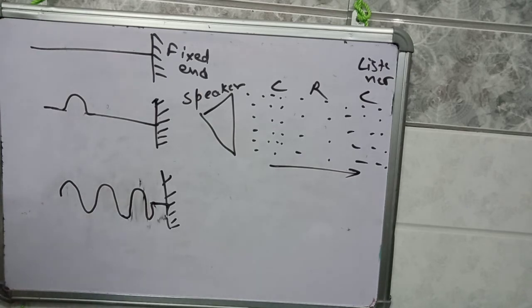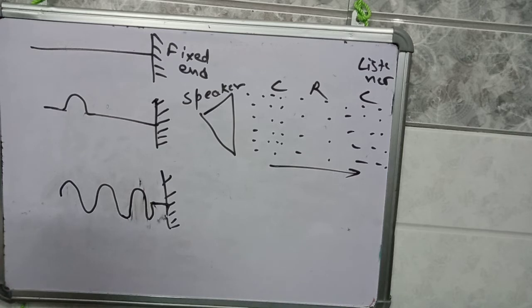Okay, so the next question is, if somebody asks you through what type of media transverse waves and longitudinal waves can be transmitted. So what should be the characteristic of the media through which longitudinal waves and transverse waves can travel?